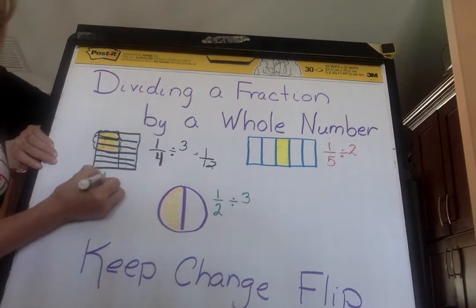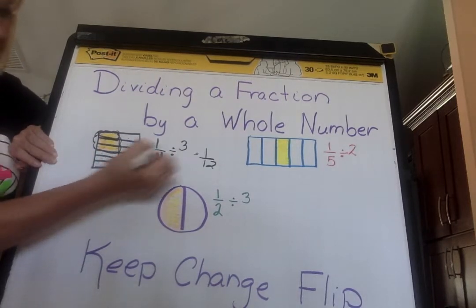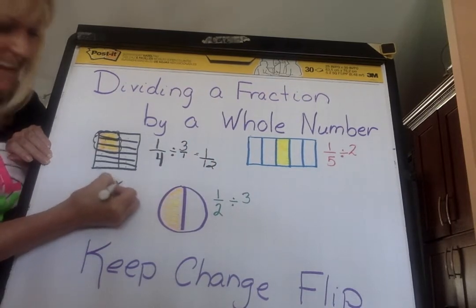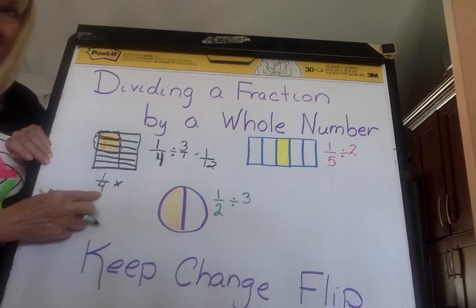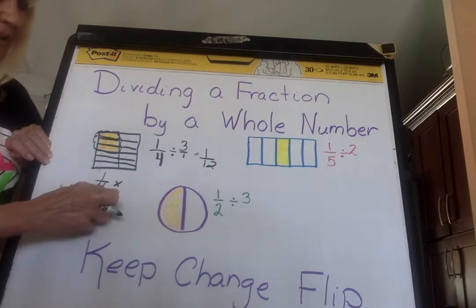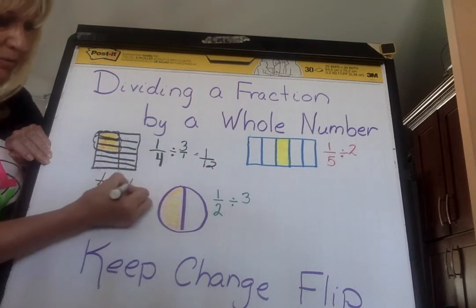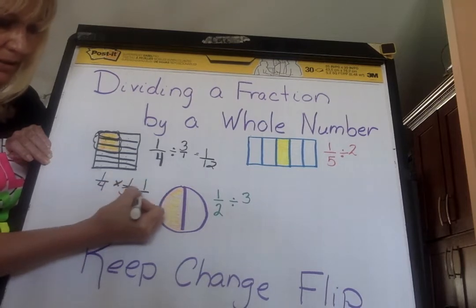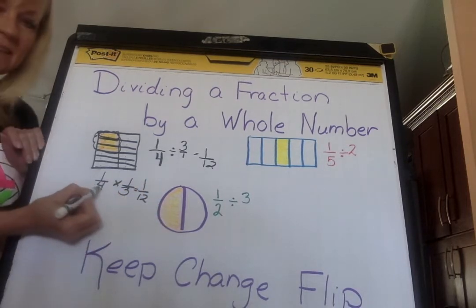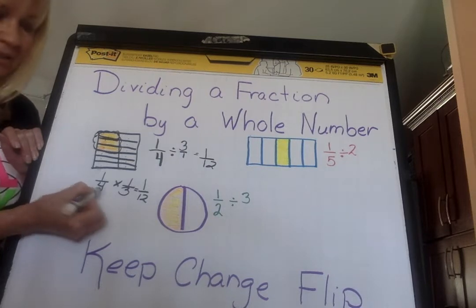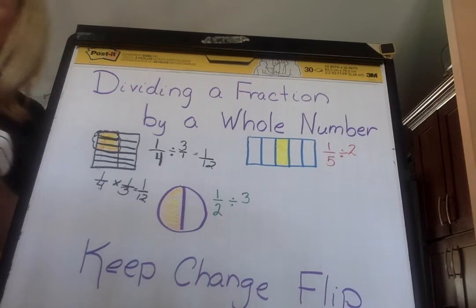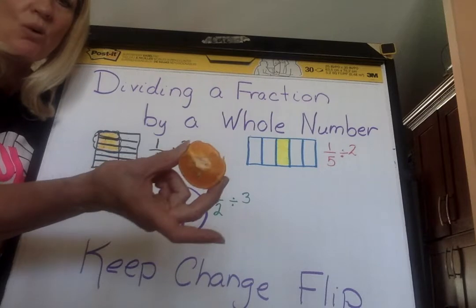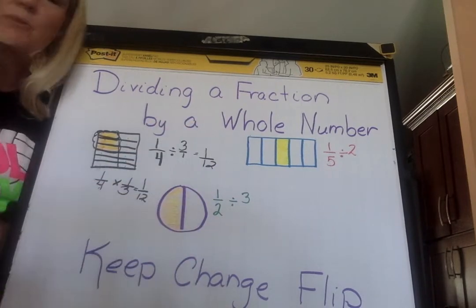Now let's do this with our strategy. I started off with 1/4. I keep it. I put the 3 over 1, because that's what we do when we have a whole number in fractions. I change to multiplication. Keep the 1/4, change to multiplication, and I'm going to flip my 3 over 1 to 1 over 3. That gives me 1 over 12. Notice in this case, my dividend was a fraction, so my quotient is a fraction. Remember, I said when we cut up a piece of something, we can never go back to a whole number. We don't even have a whole orange anymore, or a whole pizza, or whatever we're dividing up.